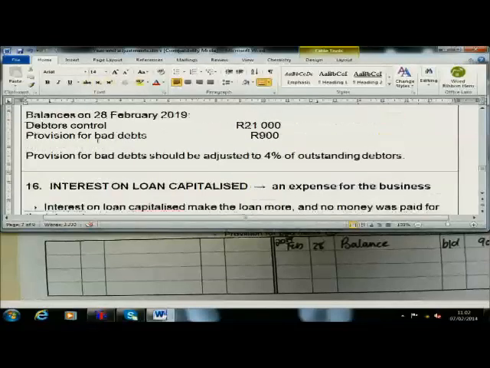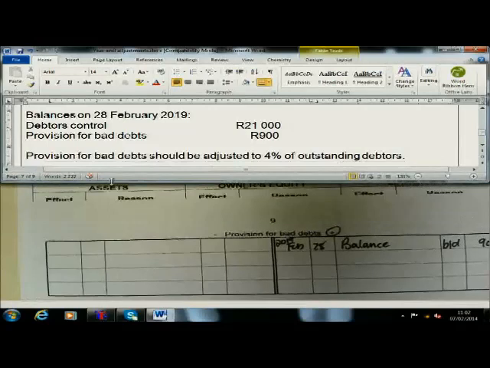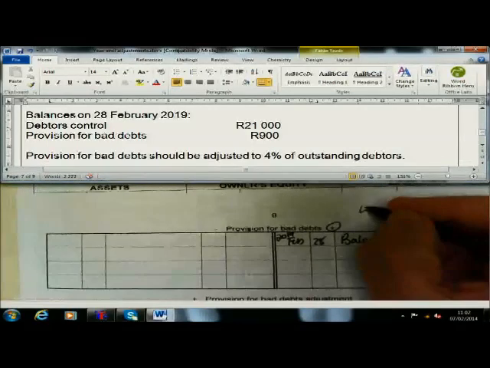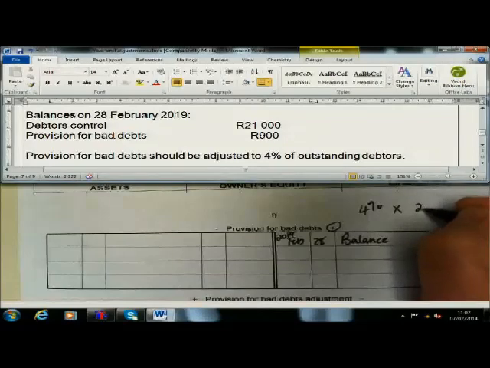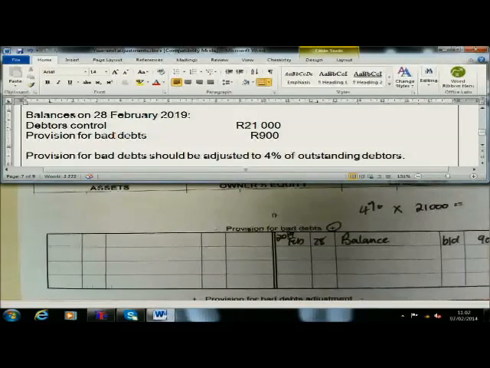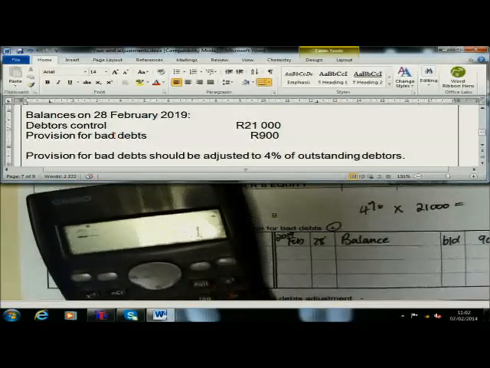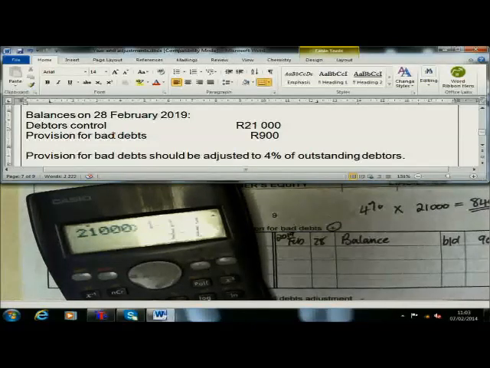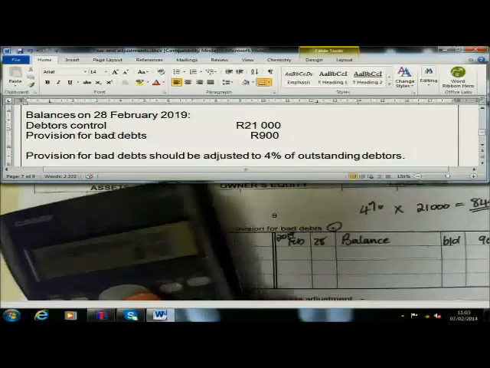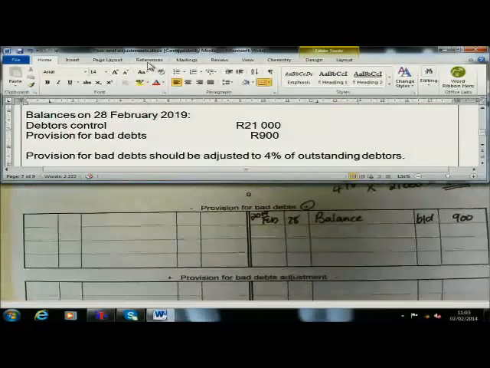Provision for bad debt should be adjusted to 4% of the outstanding debtors. 4% of 21,000 rand gives us, you put on your calculator, 21,000 times 4%. That gives us 840 rand. We are at the moment on 900 rand.